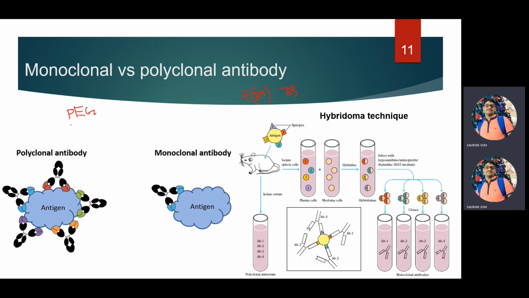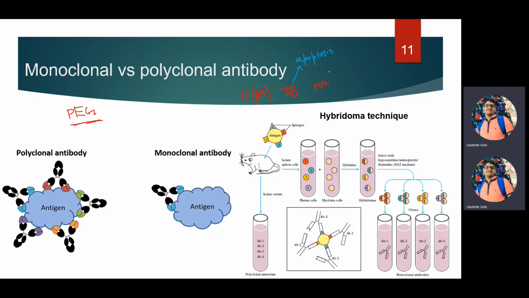PEG. We use this word fusion, correct? Membrane fusion. There will be three types of cells, BB and MM. BB cells don't have a property to grow indefinitely. So these cells will apoptosize, correct? Die by apoptosis. So natural death.